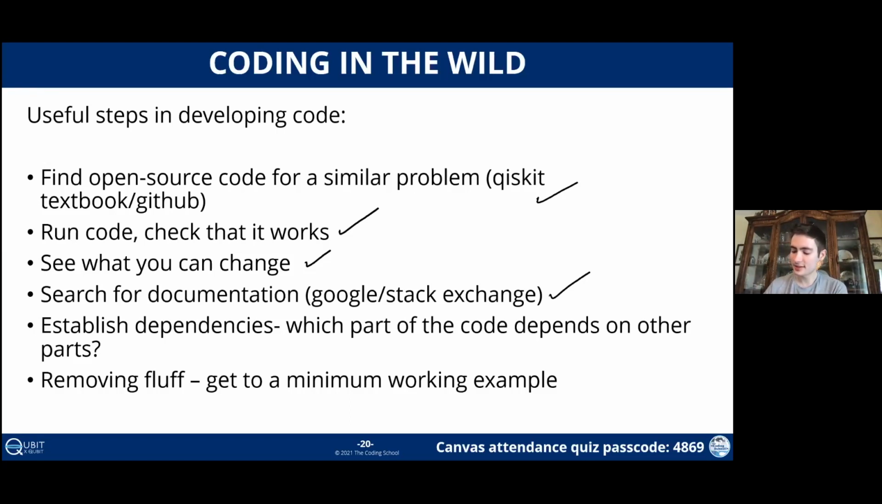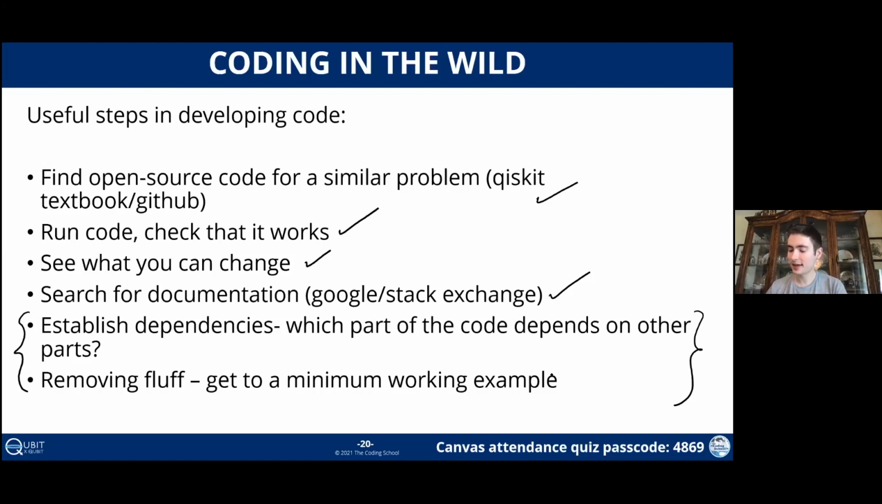And then these last ones we're not going to follow today, but they're just generally good advice, I think, for exploring new code. The first one is to establish dependencies, right? So think about which parts of the code depend on which other parts. Often there's going to be many independent pieces that each do their own part, but then they're going to come together in some way at some point to produce a final answer.